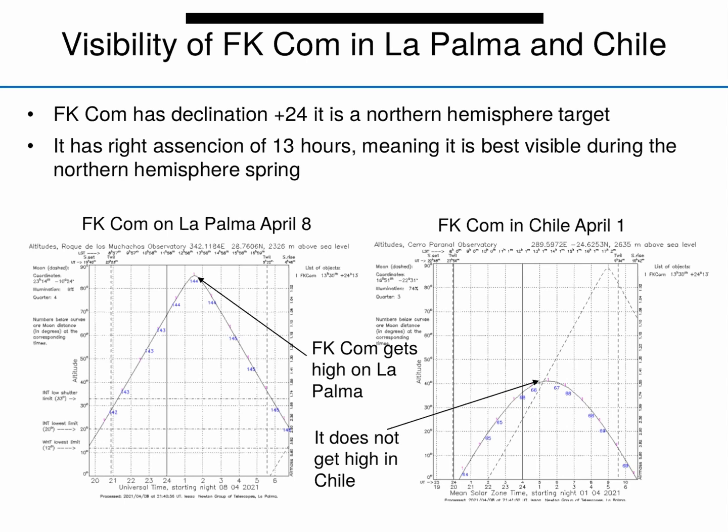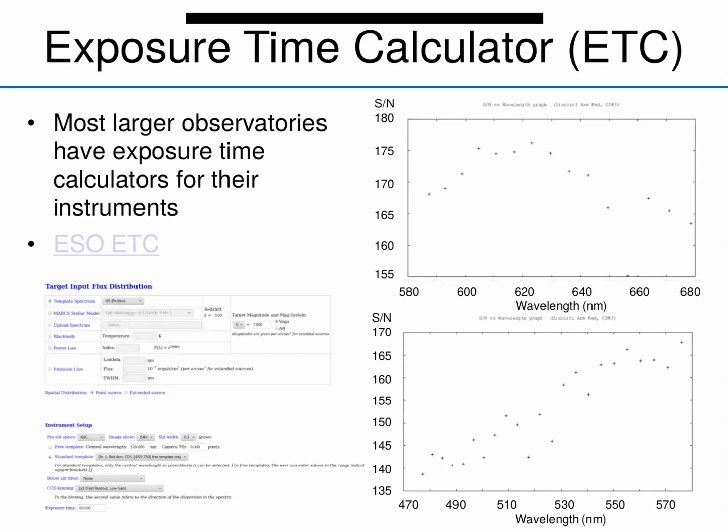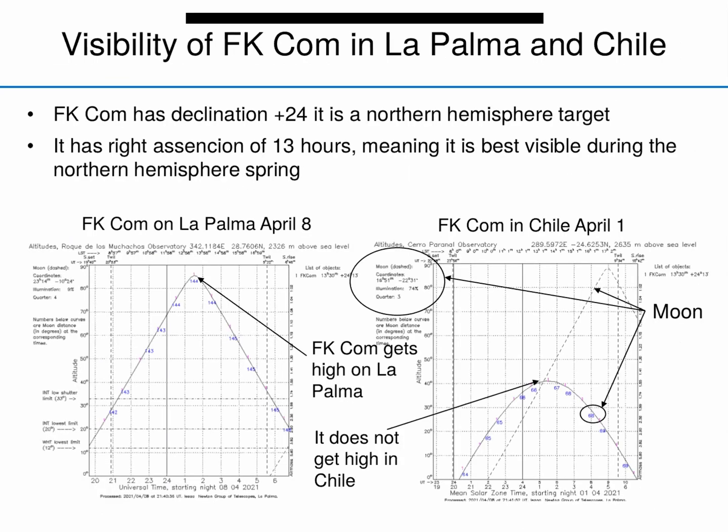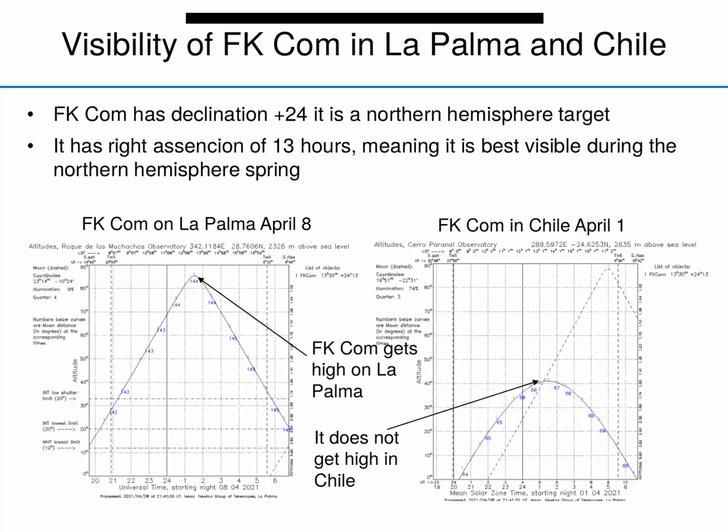And here in StarAlt, you also get information on the moon. The moon curve gets here, and on April 8th, the moon is almost new moon, so you only see this dashed line, very faintly in the corner. But you see how far the object is from the moon also, which is important. You can't observe behind the moon.